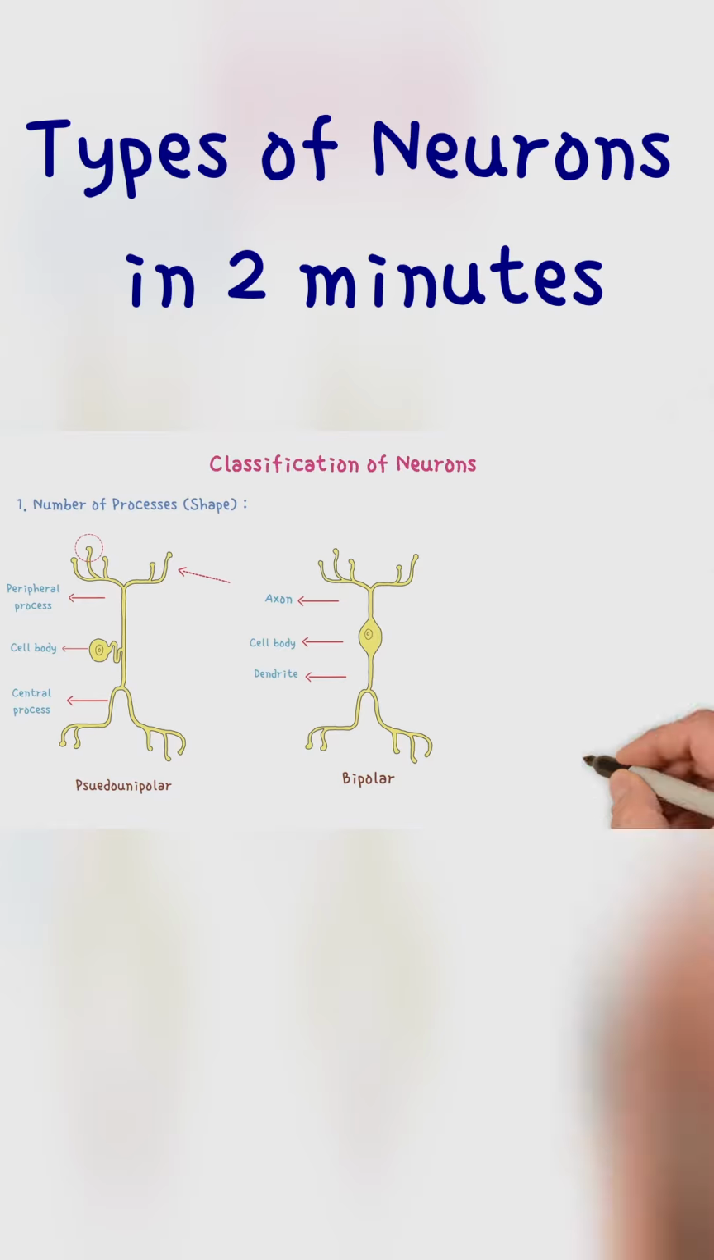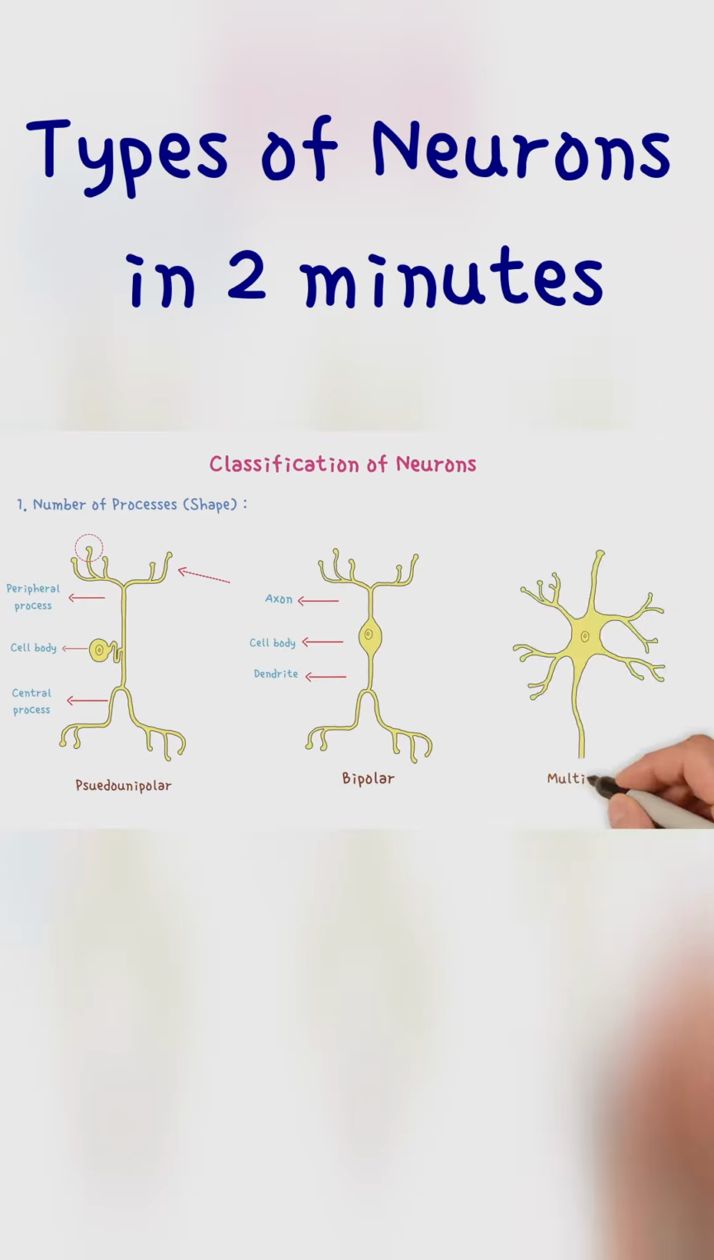And finally, multipolar neurons. These are the most common type. More than 99% of all neurons in the body fall into this category. They've got lots of dendrites sticking out from the cell body and a single thin axon that sends signals out. Most motor neurons are multipolar.